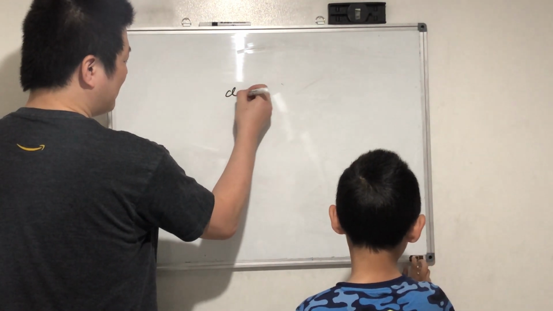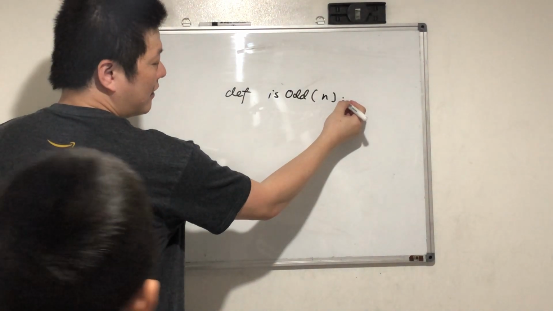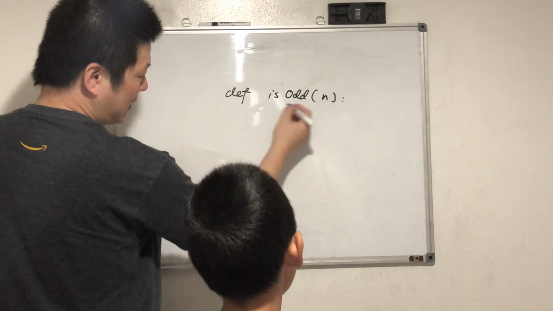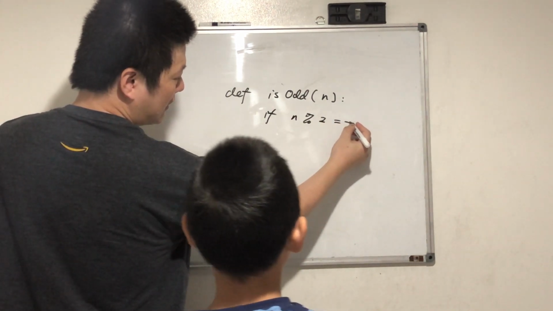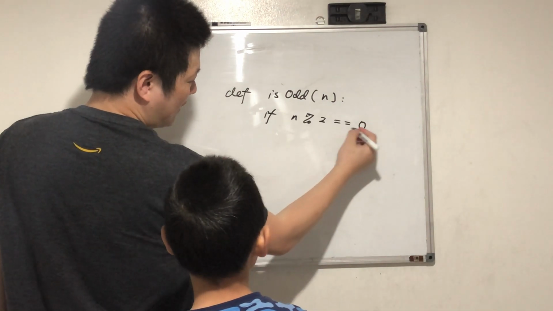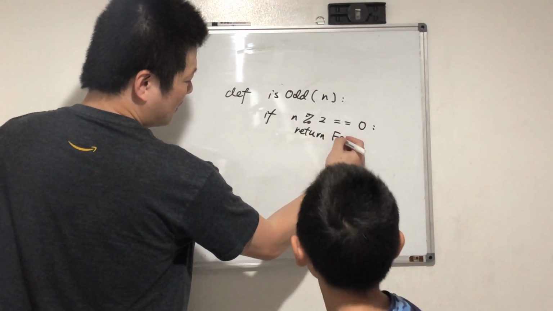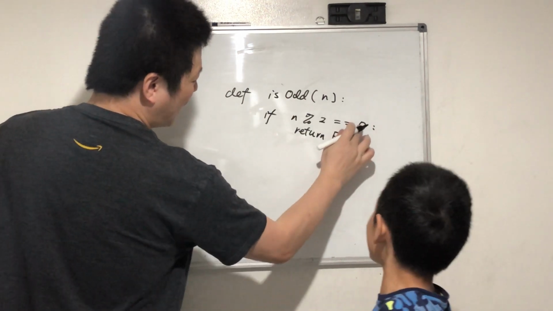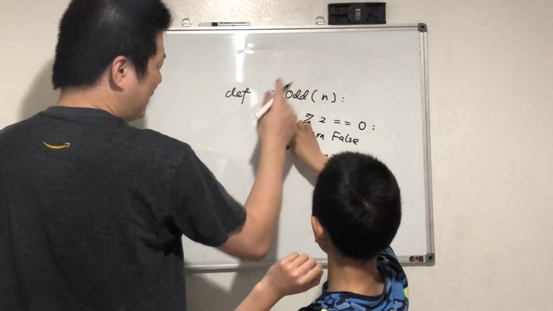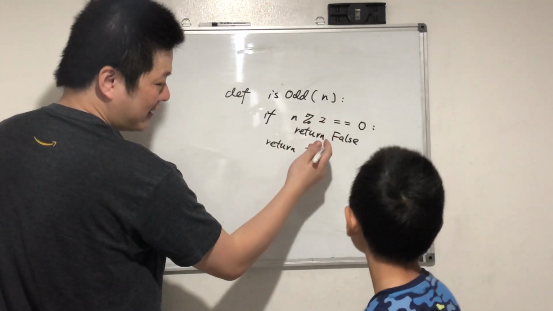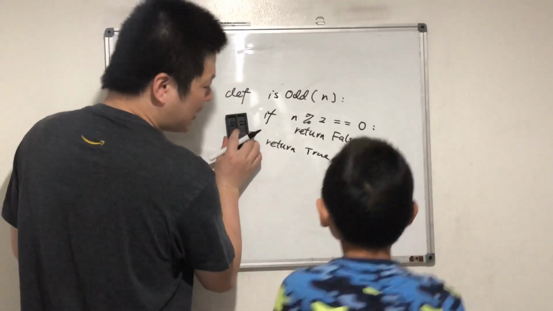Define is_odd. If n modulus 2 equals 0, return false. Or you change this to 1 and return true. And else return true, yeah? Actually, we don't need the else because of the return. But you can put the else return true. Or alternatively, you can change this to 1.